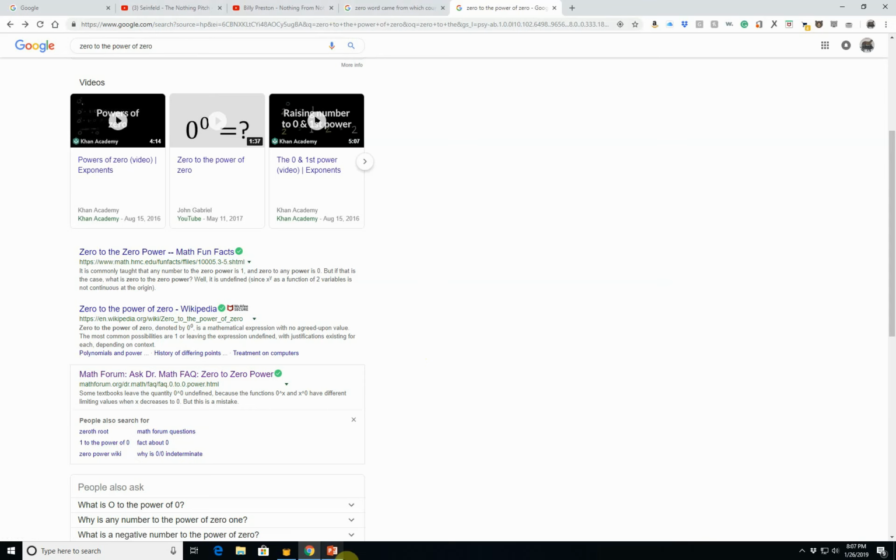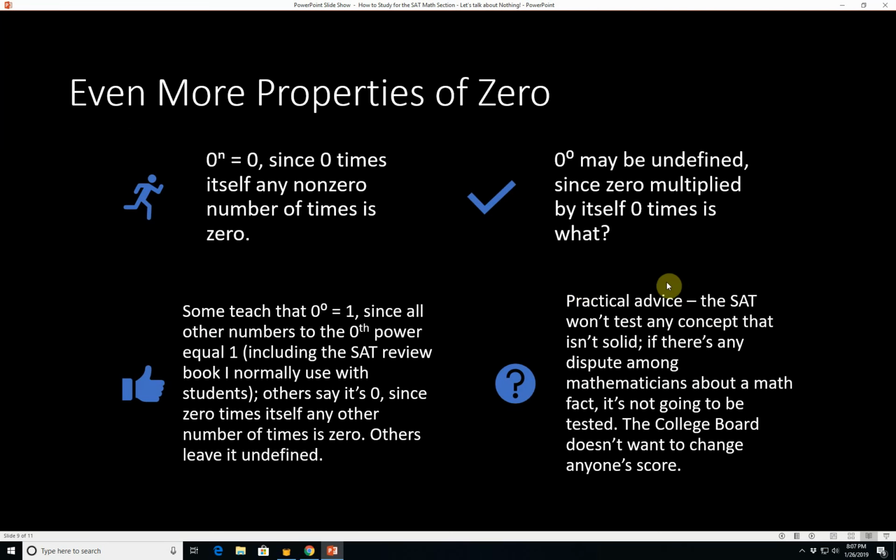How does that affect you? Well, it affects you this way. The practical advice is that the SAT won't test any concept that isn't solid. If there's any dispute among mathematicians about a math fact, it's not going to be tested. The College Board doesn't want to have to change anyone's score.